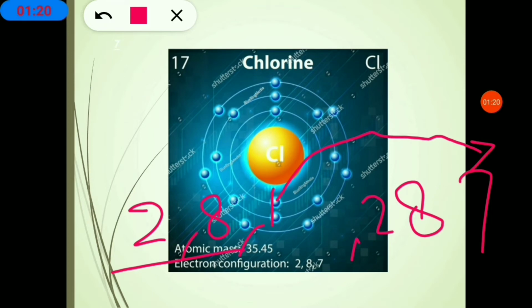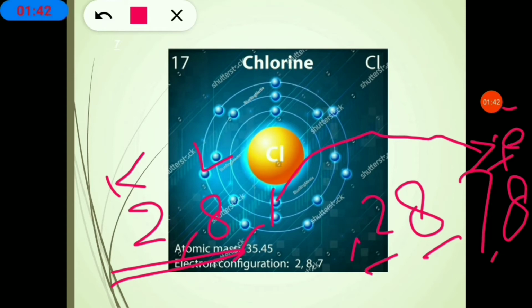So I will attain stability, because sodium will then have only 2 shells, 2 and 8: K shell, L shell. L shell is already complete. And this chlorine will have first shell 2 electrons, second shell 8 electrons, and third shell, after gaining 1 electron from the sodium, it will become 8. So according to the octet rule, the third shell is complete.